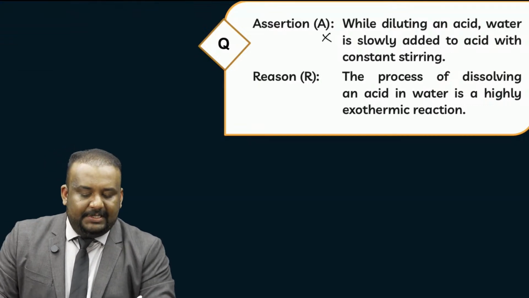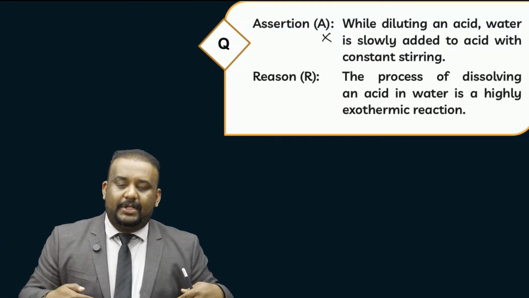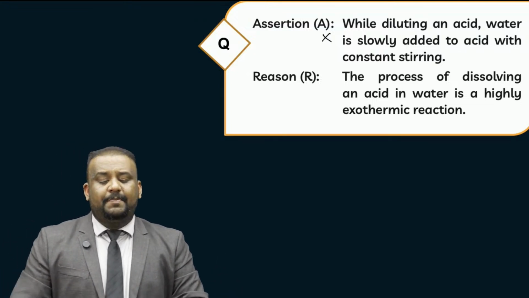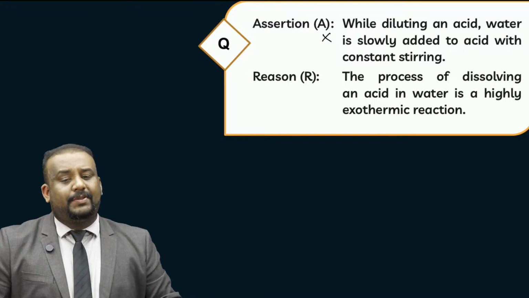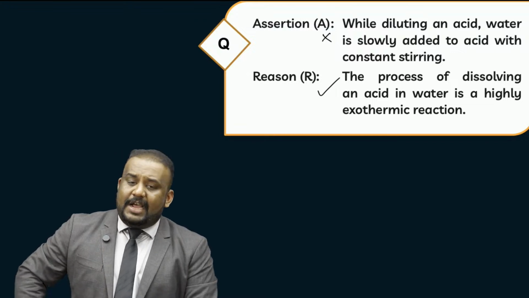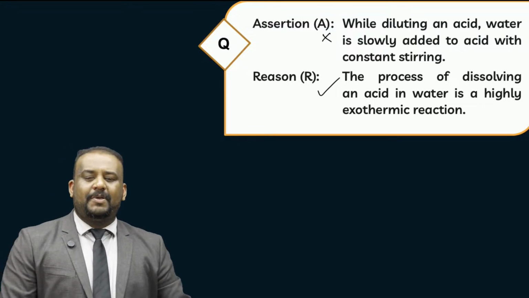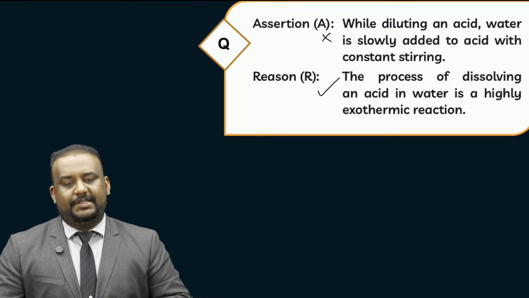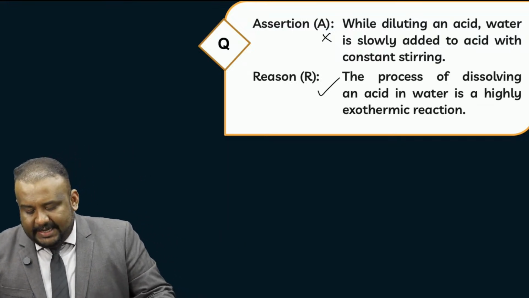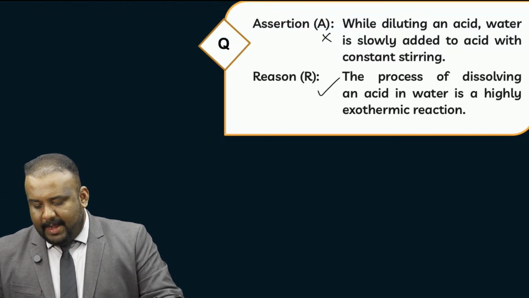The problem with the assertion is that it says water is slowly added to acid. No, you should add acid to water drop by drop with constant stirring. So that's false. The reason says the process of dissolving an acid in water is a highly exothermic reaction. That is indeed true. Acid and base dilutions are always exothermic because they release a large amount of energy. So the reason is correct, but the assertion is false. Is that clear to everyone? Okay, great.